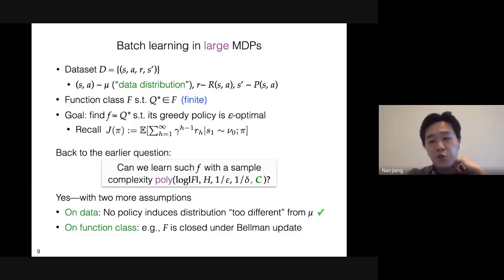To me, the more interesting and the more mysterious part is the second assumption, the assumption on the function class. This is where our understanding is still very much lacking, and we have many open problems here, which I don't have answers to. And in the rest of this talk, I'll be talking mostly about this assumption. Okay.